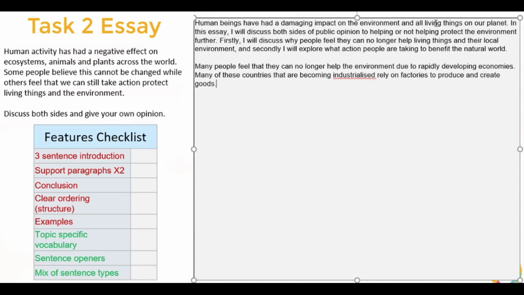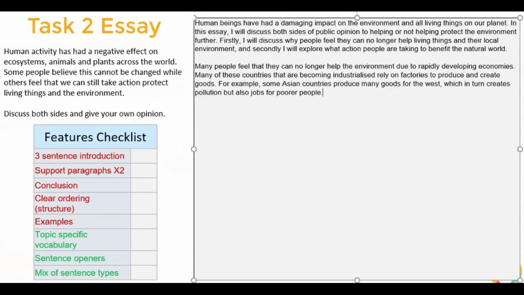Okay, so now I can move on to my example sentence. We can say, for example, which we will have to start off our example sentence. For example, some Asian countries produce many goods for the West, which in turn creates pollution, but also jobs for poorer people. Let's say that. Okay, so that's my topic, support, and example sentence.